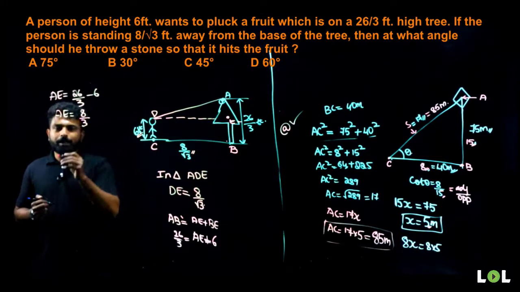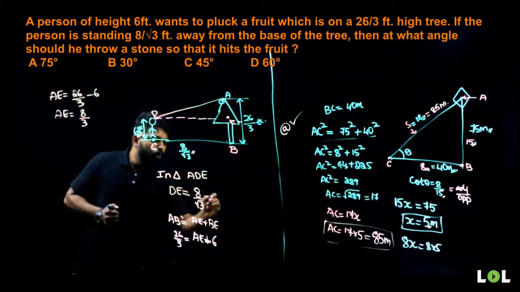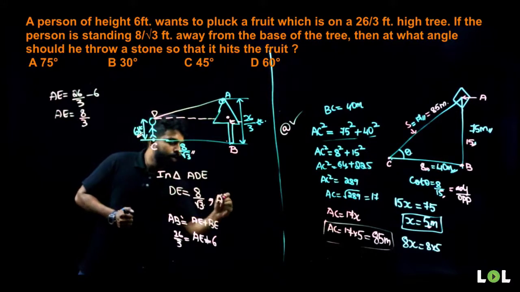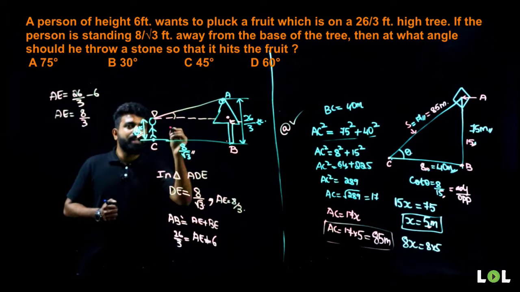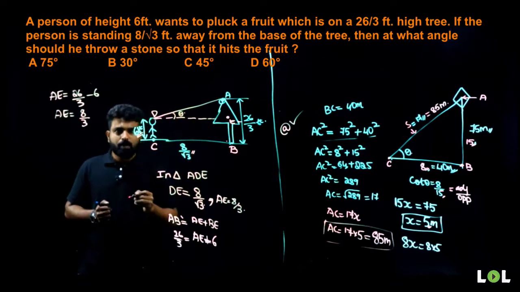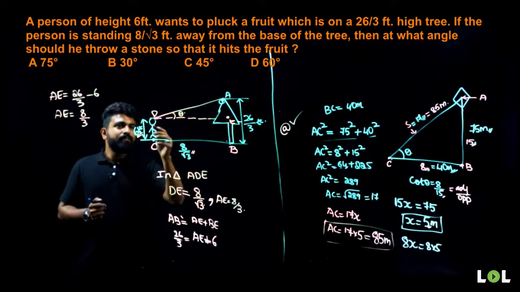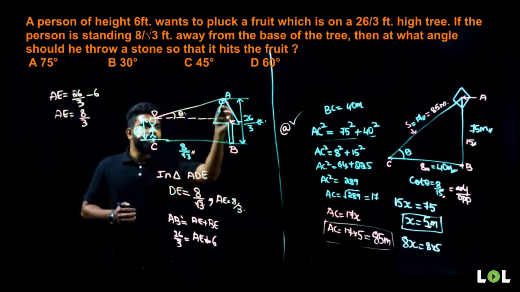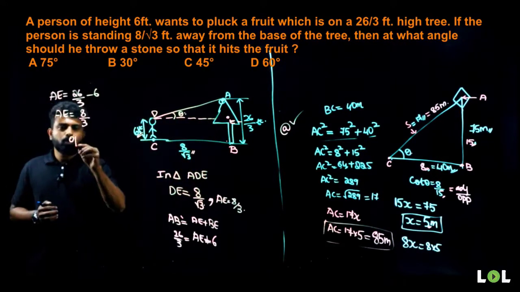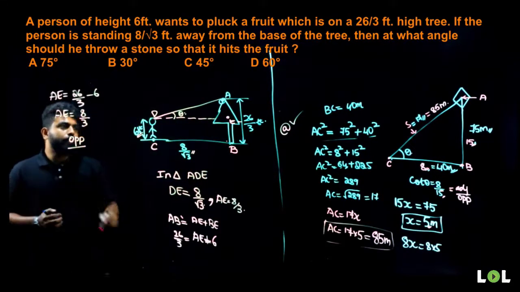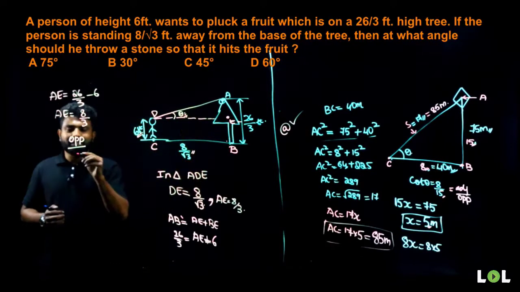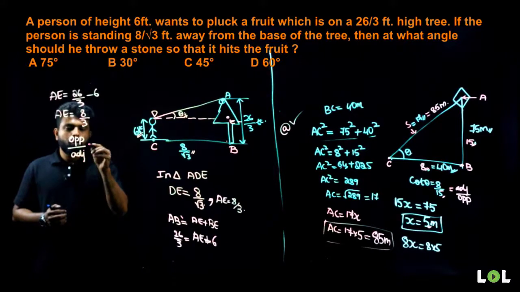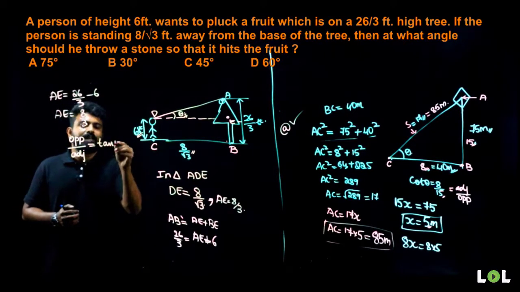So, if AE is 8 by 3, now they're asking us to find the angle of inclination, that is nothing but theta. So what is AE with respect to theta here? AE is opposite, divided by. What is DE with respect to theta? DE is adjacent. What is opposite by adjacent? Opposite by adjacent is tan theta.